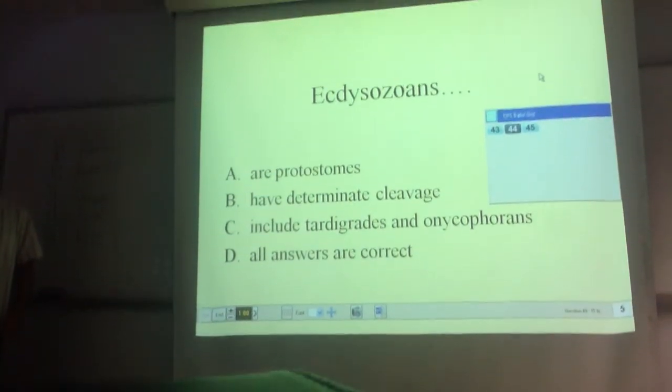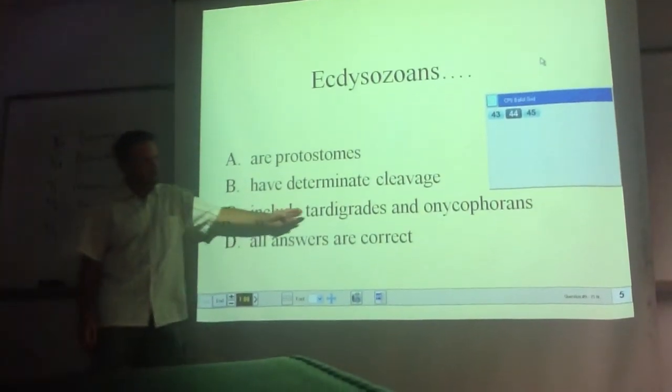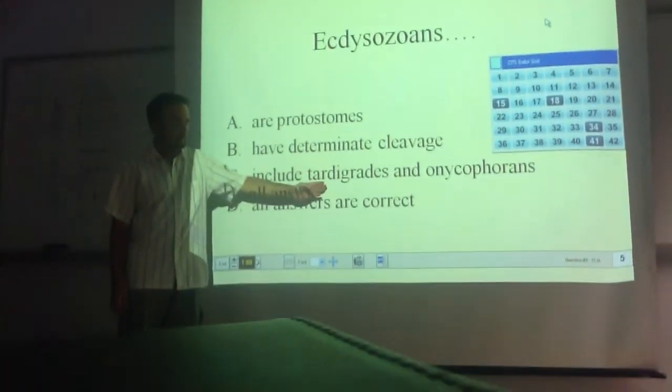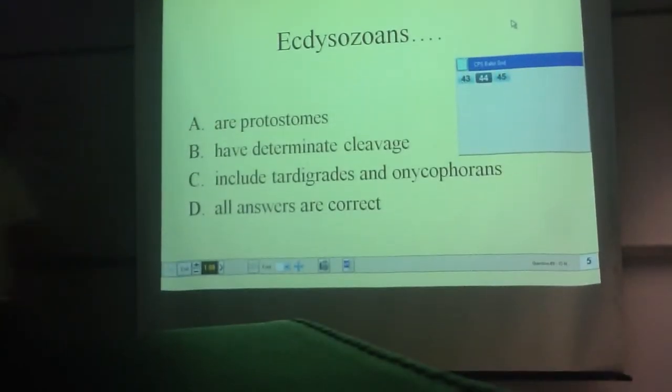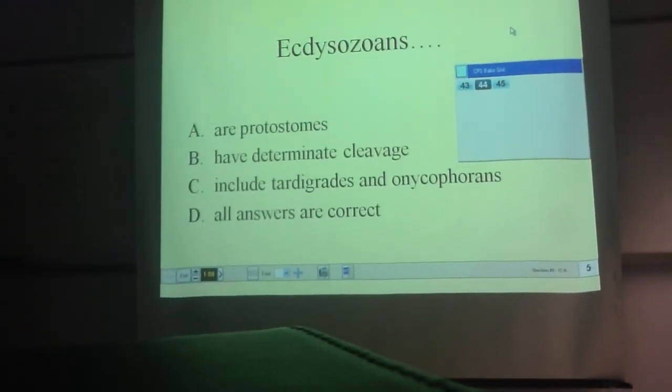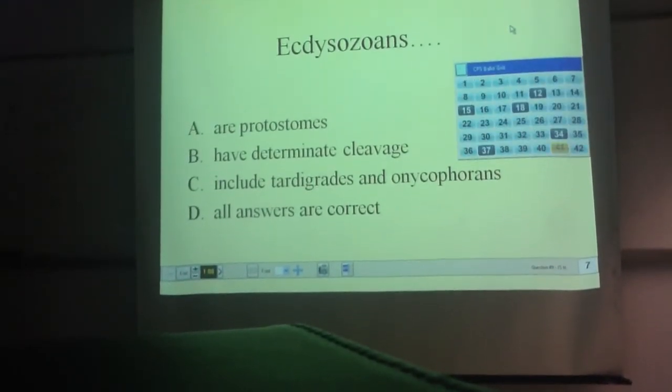Hopefully that's kind of easy. Do y'all know who are tardigrades again? Water bears, and onychophorans are velvet worms, right? Those are the common names for those two phyla.